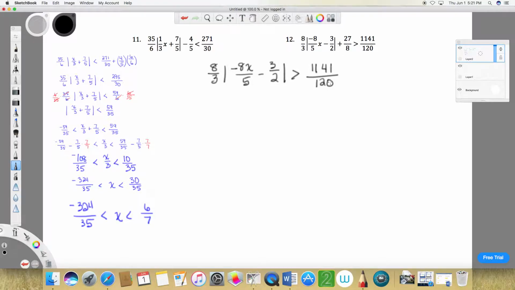Let's see, 120 divided by 8 is 15. So when I subtract 27 over 8, I can easily get a common denominator by multiplying this by the number 1, but writing the number 1 as 15 over 15. All right, so let's see what we get here. I'm not going to do anything on the left yet. I just copy this down as it is.